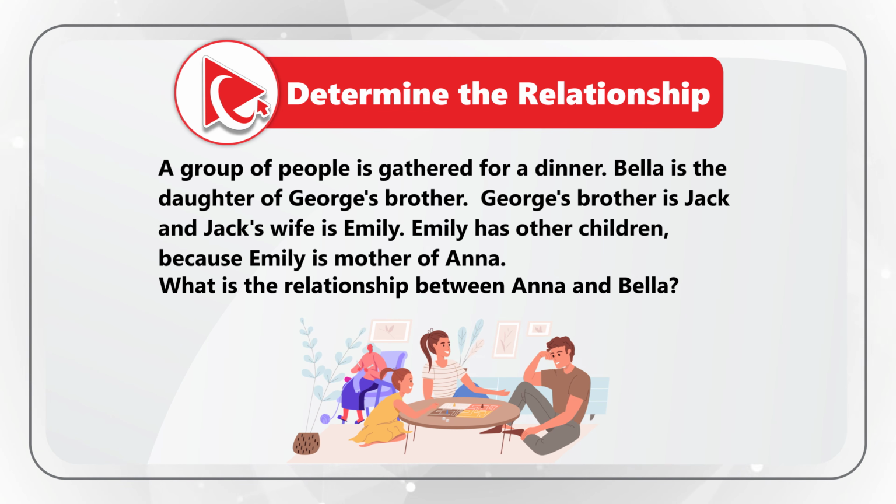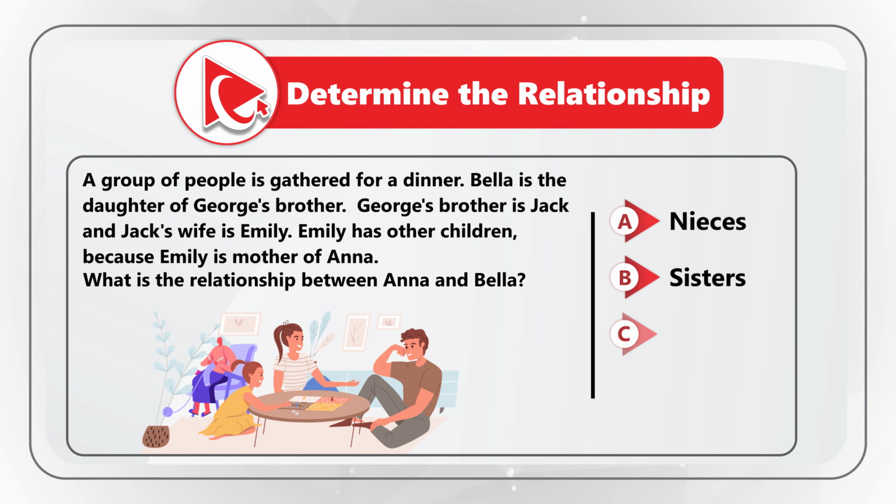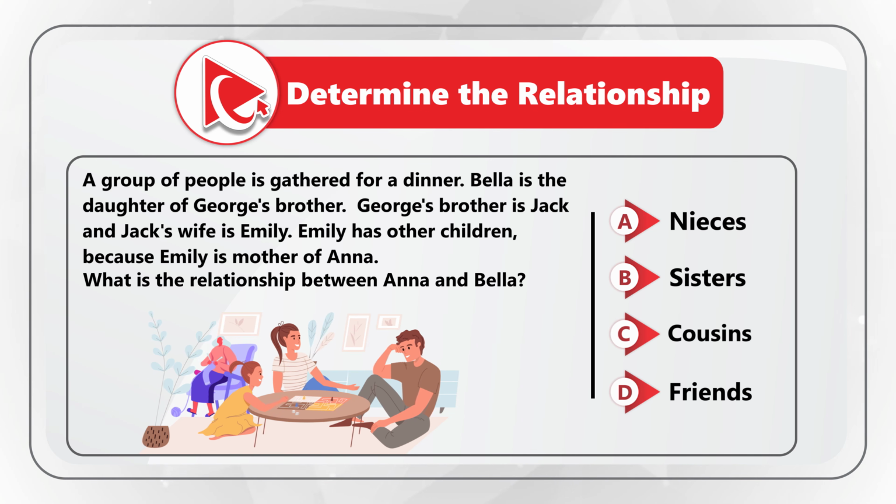And you're presented with 4 different relationship choices. Choice A, they're nieces. Choice B, they're sisters. Choice C, they're cousins. And last but not least is choice D, they are friends. Do you know the answer?